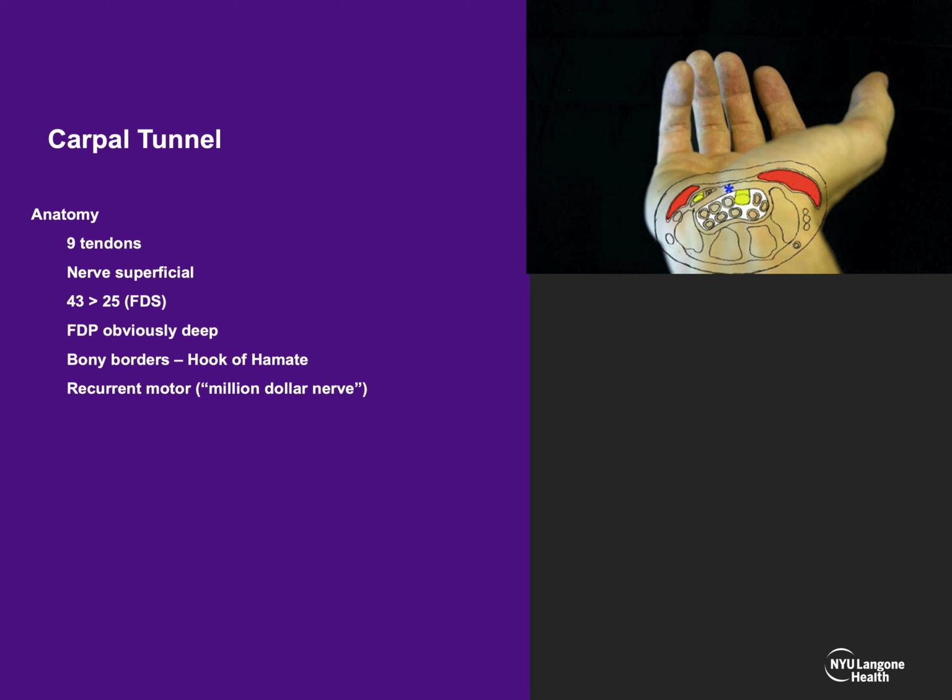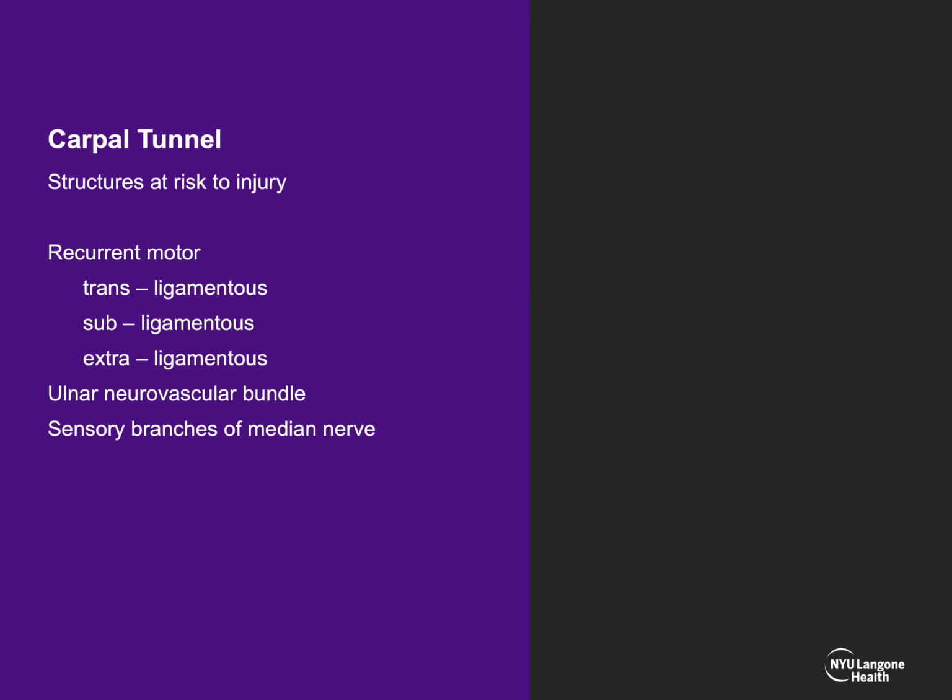The other thing to remember is the recurrent motor branch. The recurrent motor branch is a structure that's at risk. This is one of the biggest structures at risk. It can be coming through the ligament, it could be traveling underneath the ligament, it can be on top of the ligament, or it could be in its normal position where it takes off after the ligament. So the recurrent motor is the biggest thing to get injured that you need to be mindful of. It's radial, so stay ulnar.